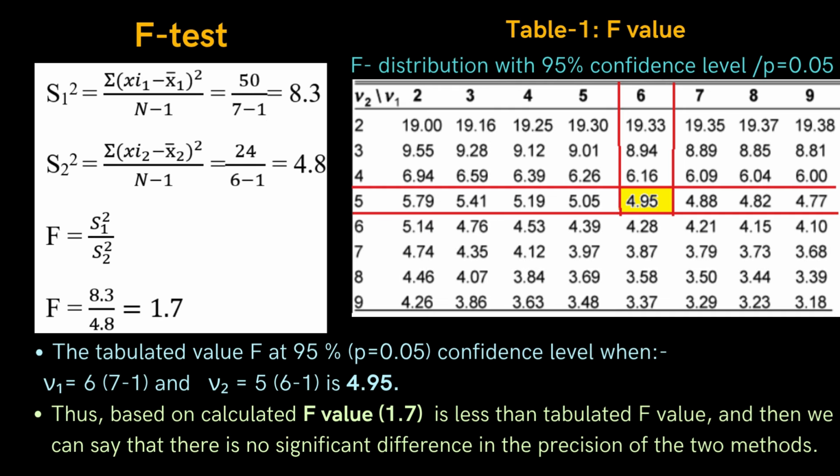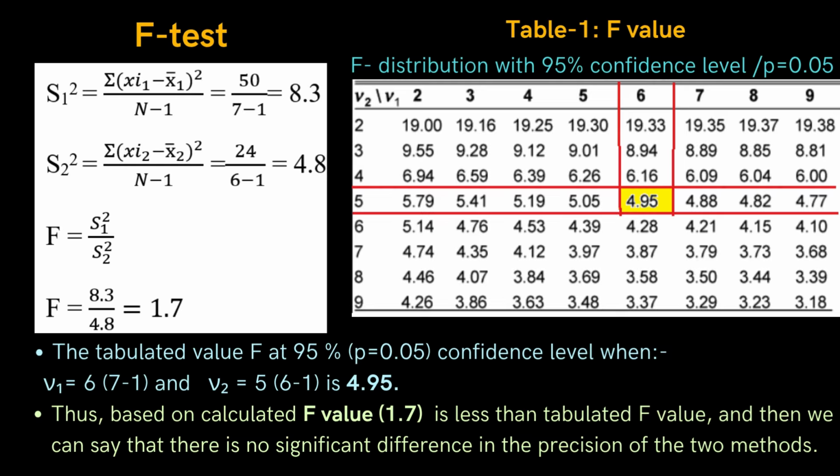Here, we will put the values for your method, which is the summation of the difference of xi1 minus x bar 1, whole to the power 2, divided by n minus 1, which is equal to 50 divided by 7 minus 1. Which further solved, it becomes 8.3. This obtained value will be the square of S1.